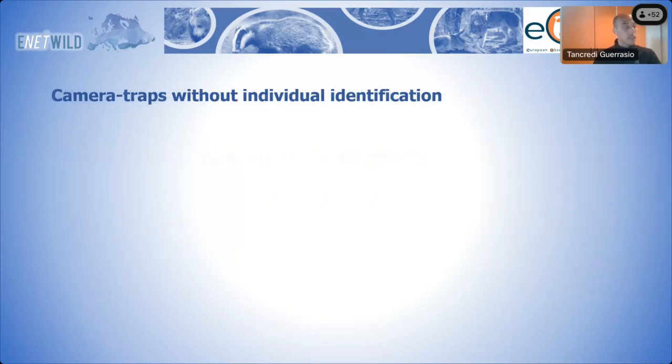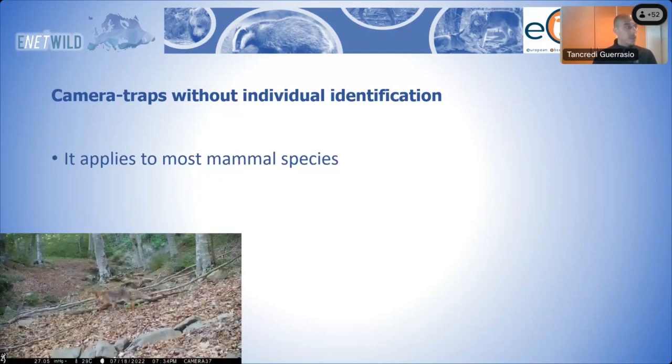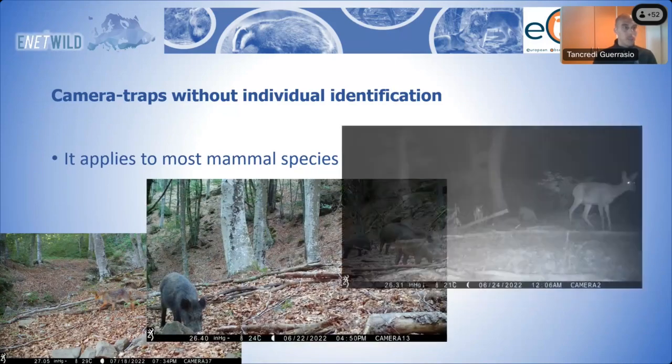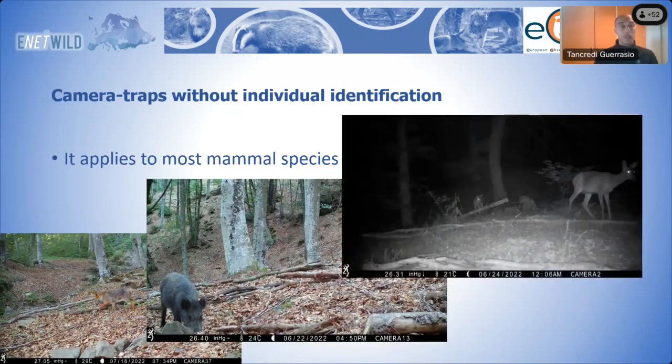On the other hand, the methodologies that do not require individual identification apply to most mammal species. And as said, in our case, this is fundamental. So this could be the case of fox, ungulates, as wild boar, deers, and many other species that might be target species for our data collection.